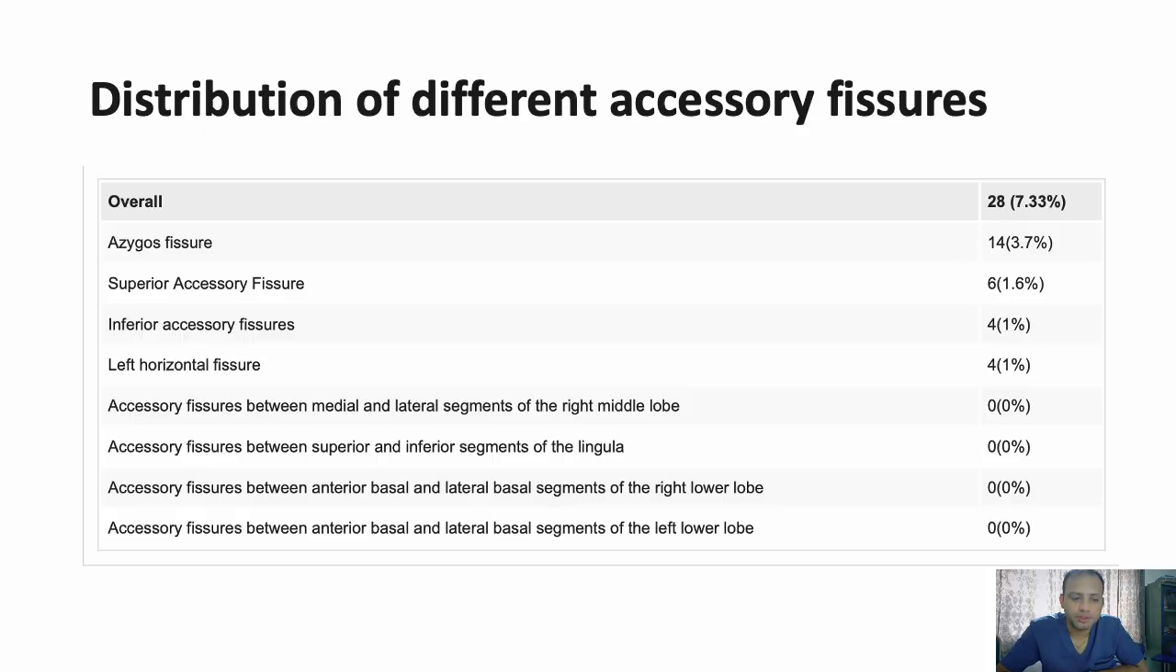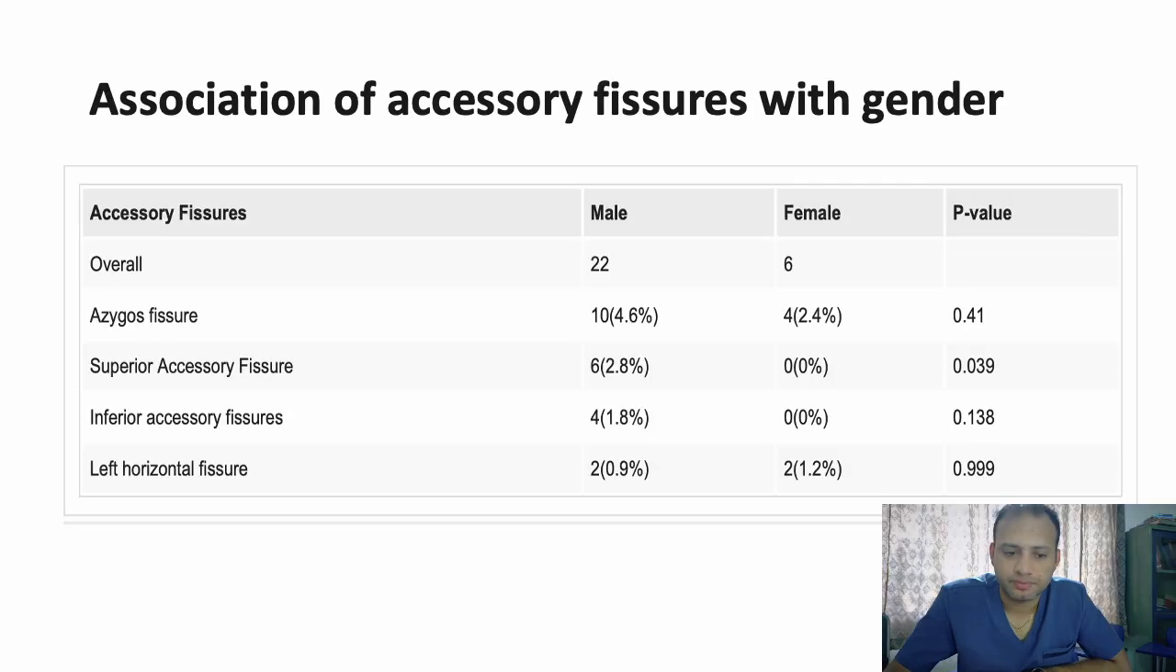So overall, the azygous fissure was seen in 14 patients, that is 3.7%. Superior accessory fissure, seen on both right and left, was seen in 6 people or 1.6%, and then inferior accessory fissure in 1%, left horizontal fissure in 1%, the others were 0. A significant distribution was seen among male and female in superior accessory fissure, as shown in the article.